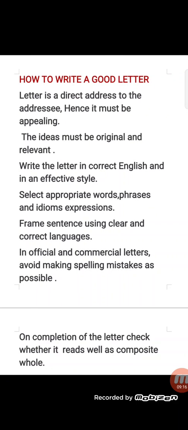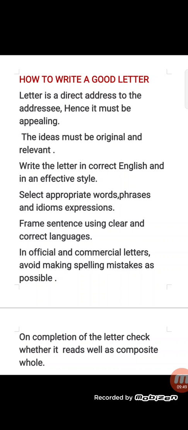Here, how to write a good letter? How are you going to write a good letter? See, a letter is a direct address to the addressee, meaning the receiver. We are giving it directly to the receiver. Hence, it must be appealing. It must be well written. The ideas must be original and relevant.